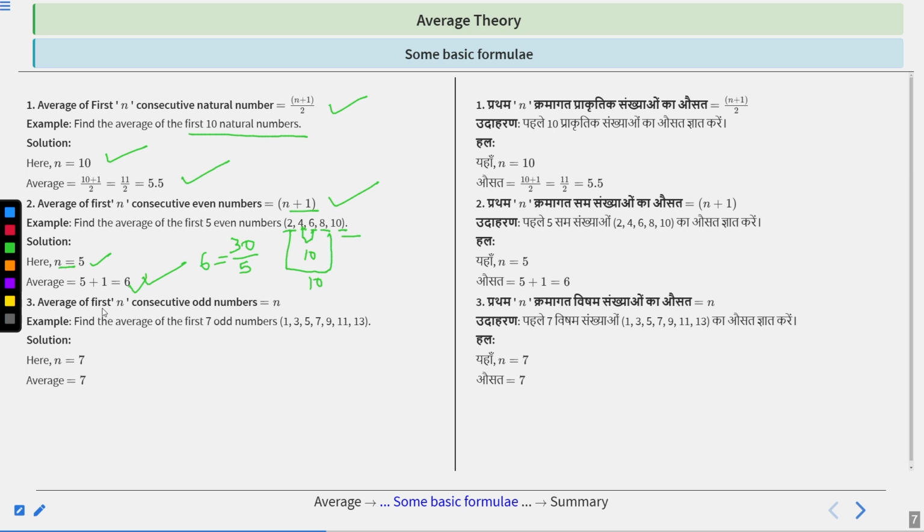Same way, the average of the first n consecutive odd numbers is always n. For example, find the average of the first 7 odd numbers. The first 7 odd numbers will be 1, 3, 5, 7, 9, 11 and 13. How many numbers are in this series? 7. So 7 will be the average of these numbers. Clear? If you sum up and divide by 7, you again get the average 7.